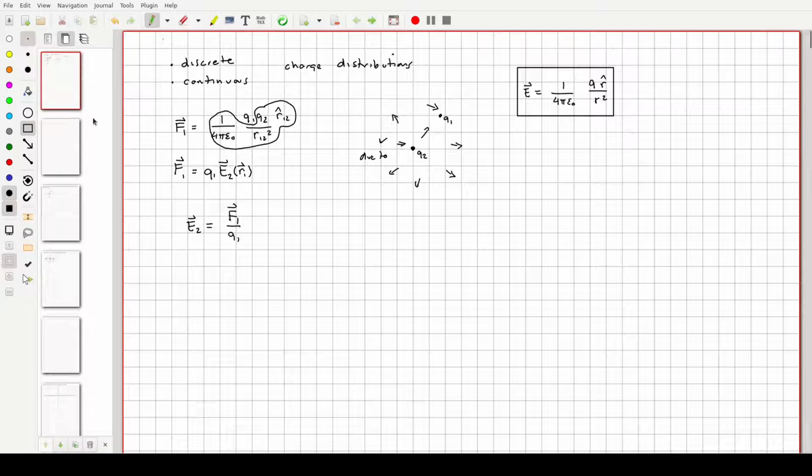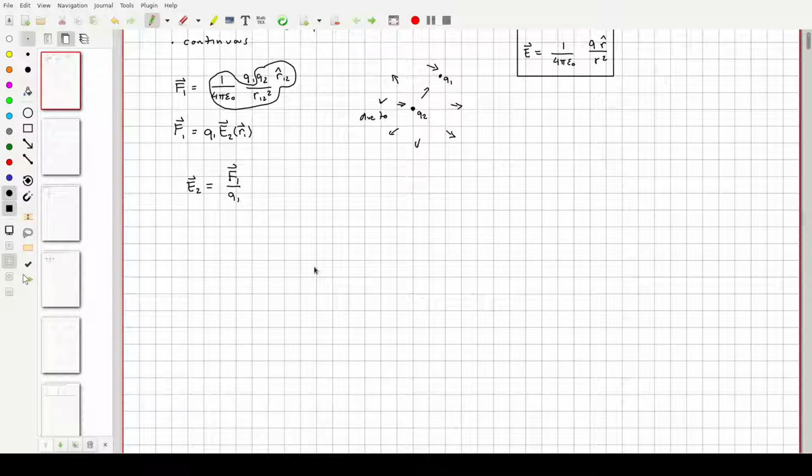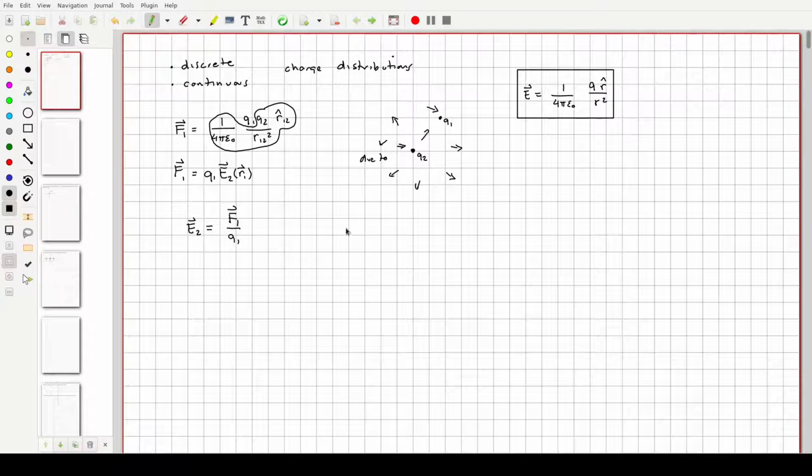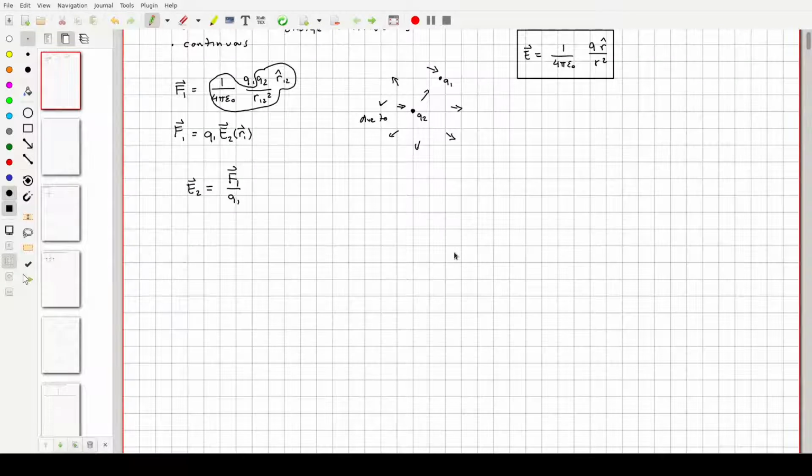Now, when you have a distribution of charge, that is a bunch of charges sitting around in space, then you can talk about the net, that is the total electric field at a location in space. But before we get to that, what I'd like to do is to draw you what the electric field looks like due to a point charge, both a positive charge and a negative charge.